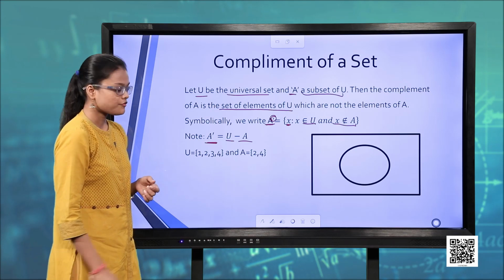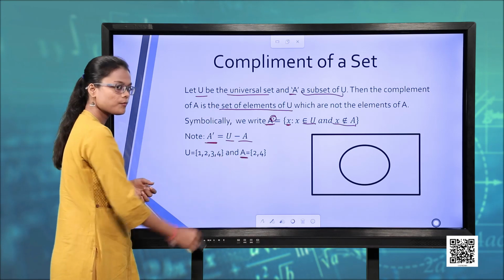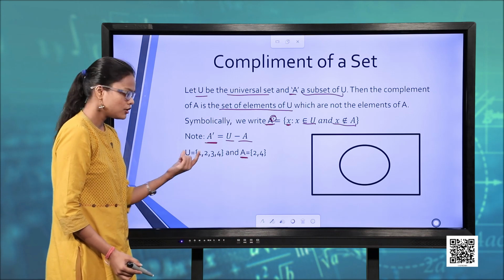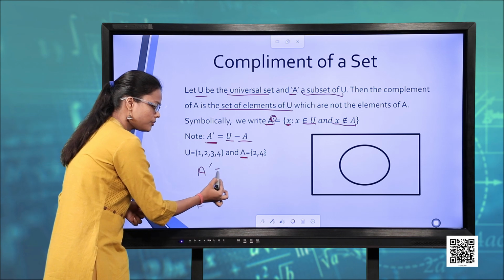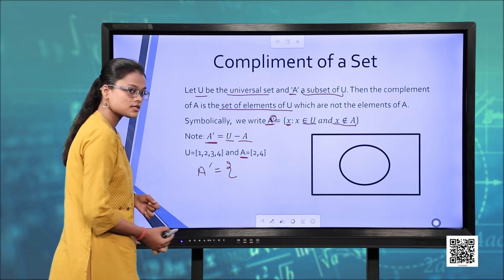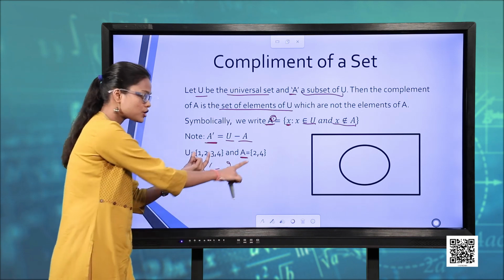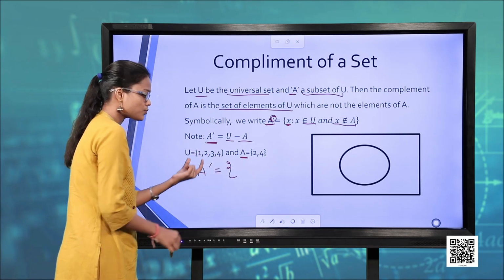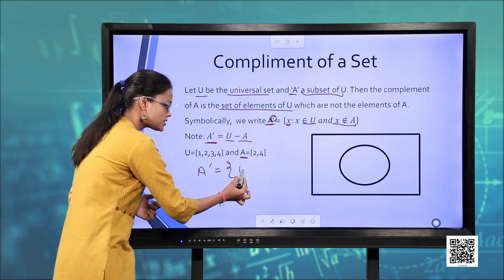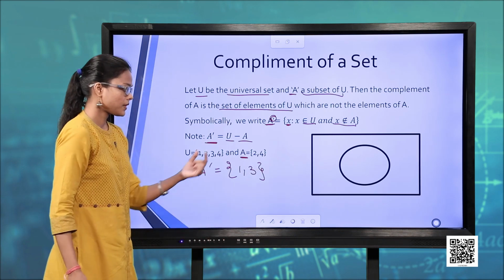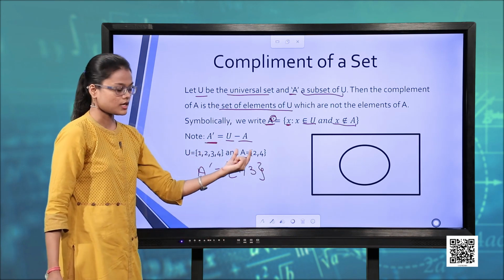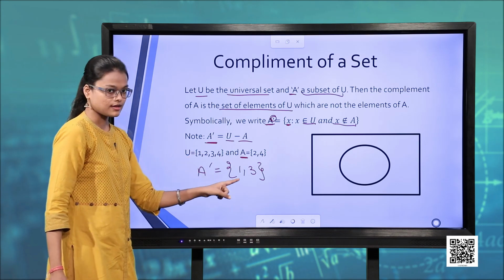If I say find the complement of A, what will be the answer if U is given to you? A complement will be the set of all those elements which are in U but not in A. So we will only write all those elements which are there in U but not in A. So elements are 1 and 3.